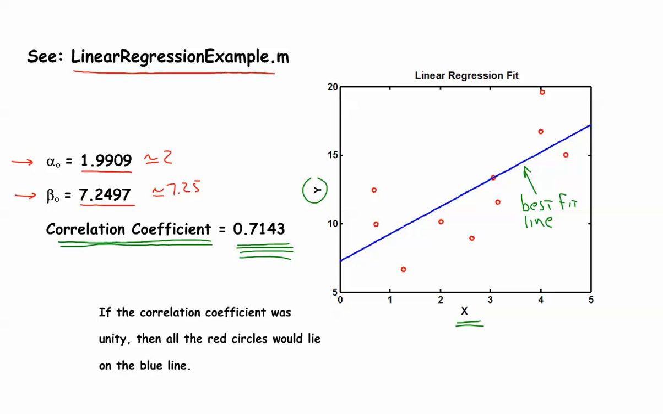I'll just point out that if the correlation coefficient was unity, then all of the red circles would fall exactly along the blue line. All the y data points would squash down and fall right along the blue line. So make sure you do download the linear regression example. It will show you some interesting steps.